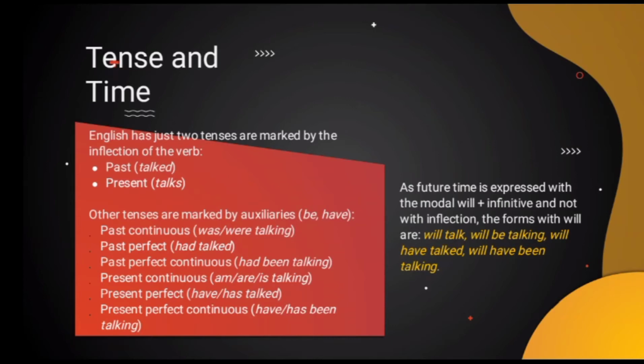As future time is expressed with the modal will plus infinitive and not with inflection, the forms with will are: will talk, will be talking, will have talked, will have been talking.